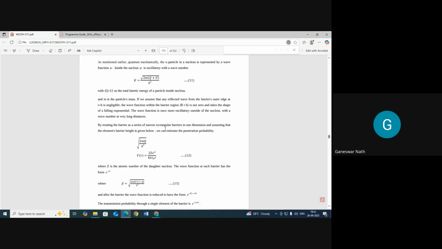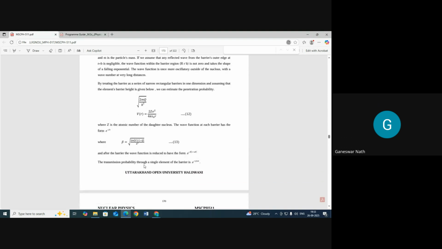So a series of narrow rectangular barriers in one dimension, assuming the barrier height given below, we can find the penetration probability to be twice the square root of twice mQ by h square, and here the potential is that of the nucleus, inside the nucleus. Okay. And we can find the wave function of each barrier given by the square root of 2m. So these are all things that you may solve by solving the Schrodinger equation in a square wave potential. This is similar to the alpha particle decay, solving the Schrodinger equation in a square wave potential here.